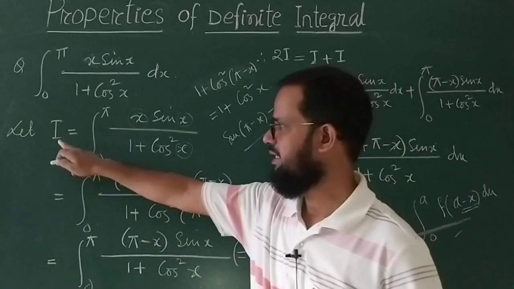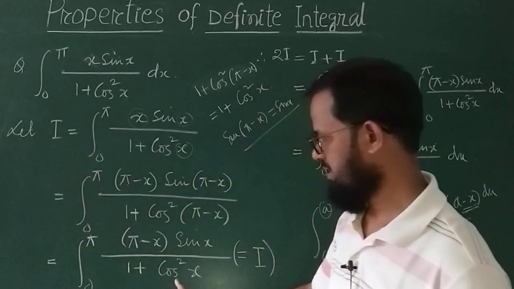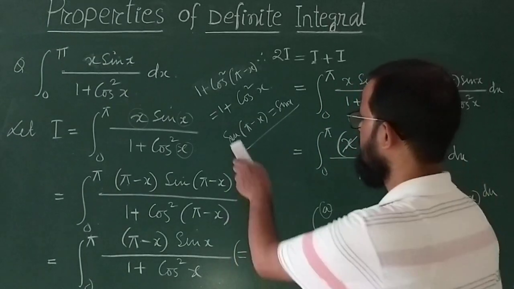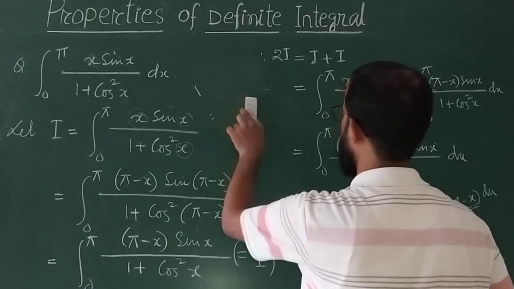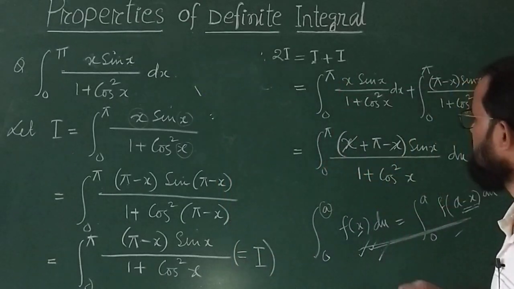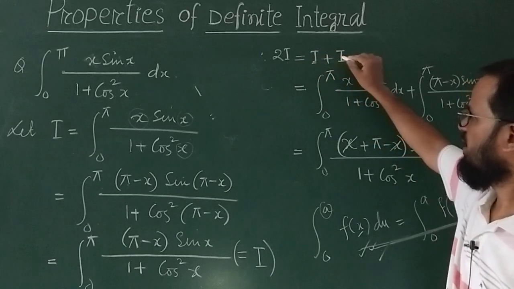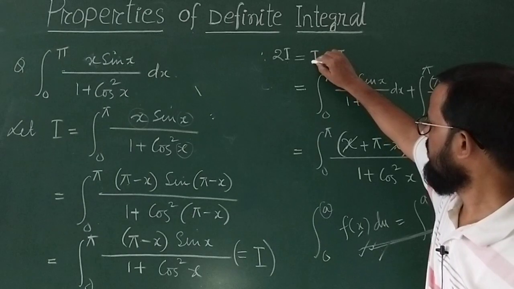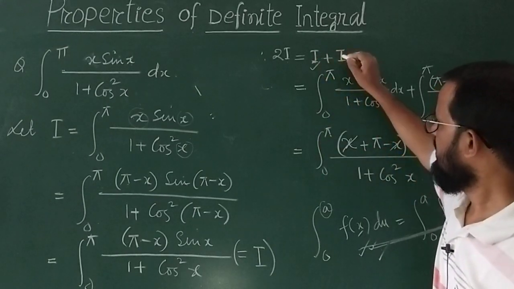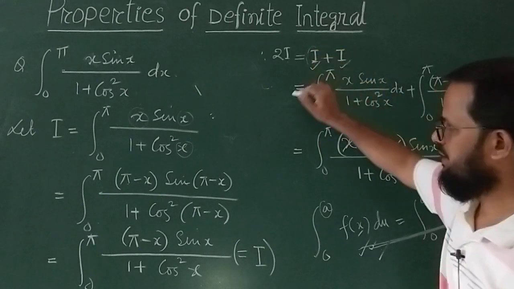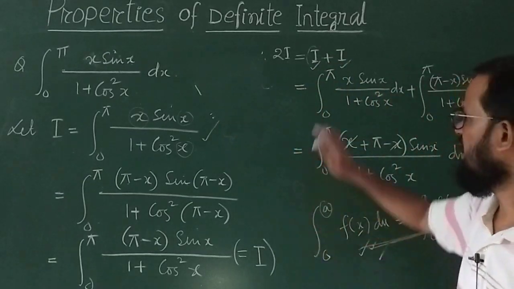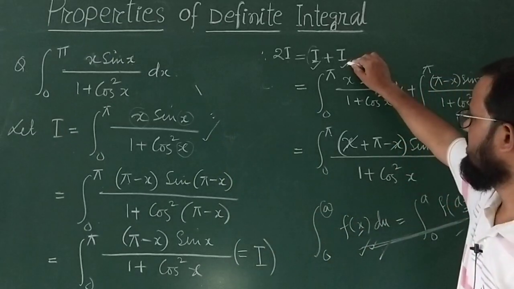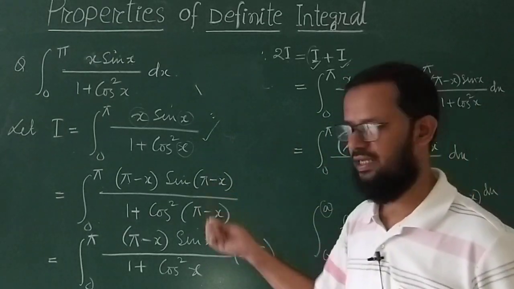Now the original integral is named I. If it is I, then this new integral is also I. Now what are we going to do? We have written twice I equal to I plus I. That can be written, no problem. This is the technique to solve the problem. This I is the original integral, and we will replace the other I by the integral obtained after applying the property.